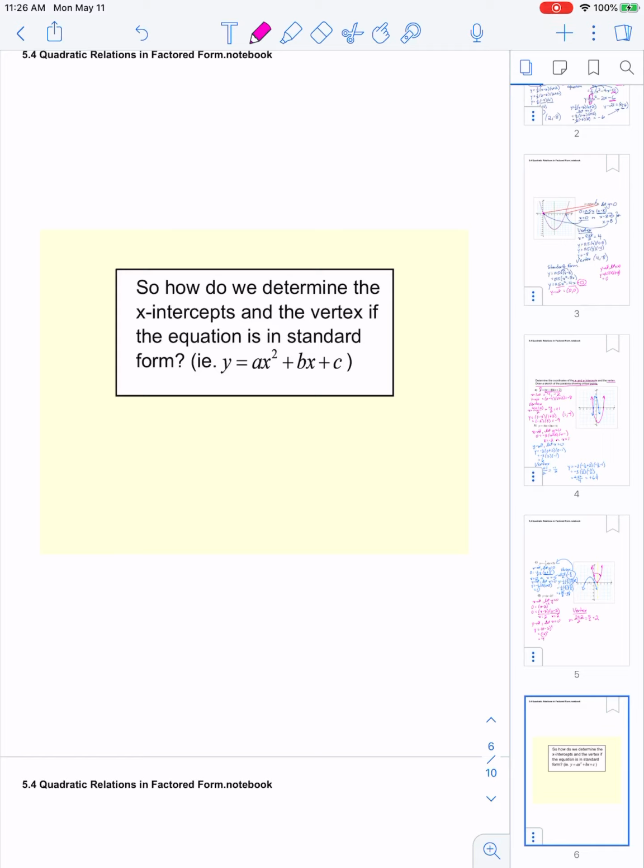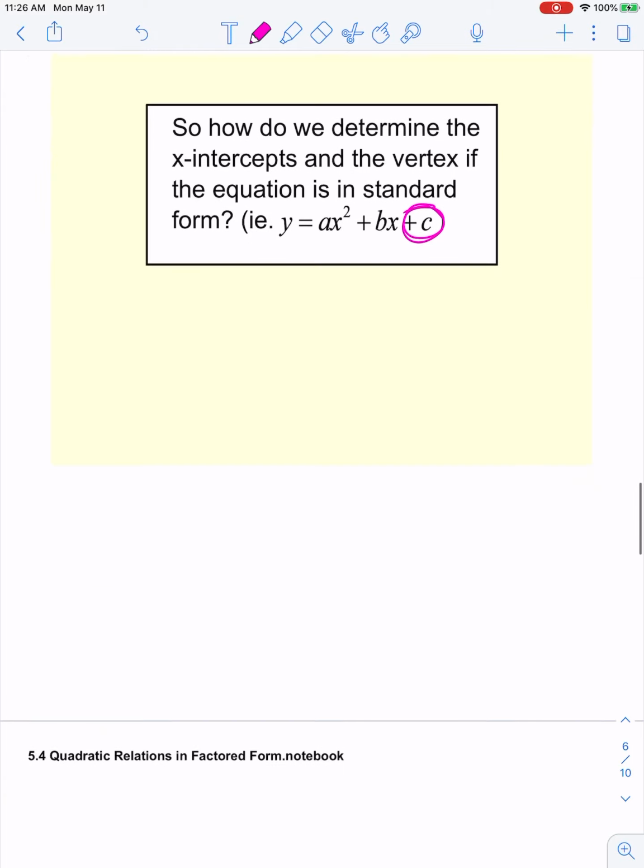And why would we want to know that? Well, because standard form tells us really just about nothing about the parabola. All you can get out of this form is the y-intercept, and just knowing the y-intercept doesn't really help us with anything. I mean, you can have the y-intercept.